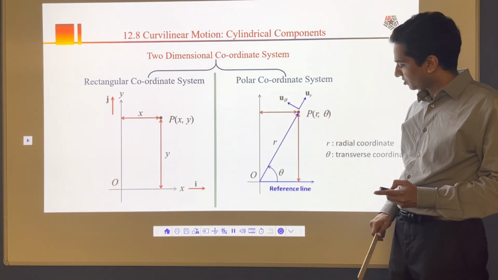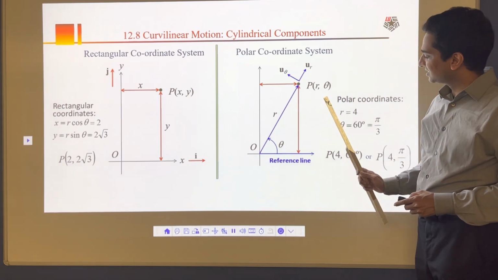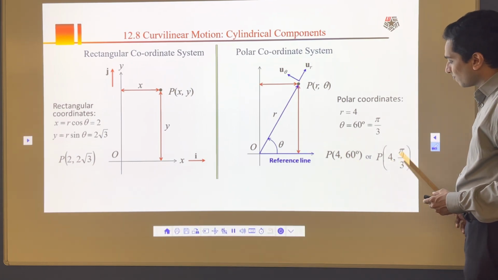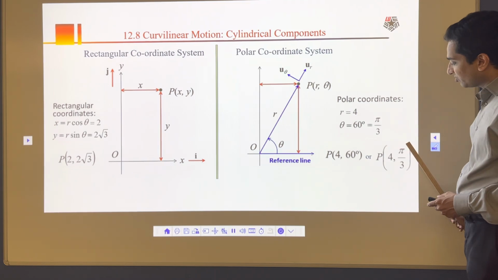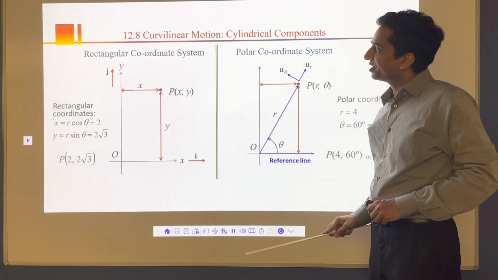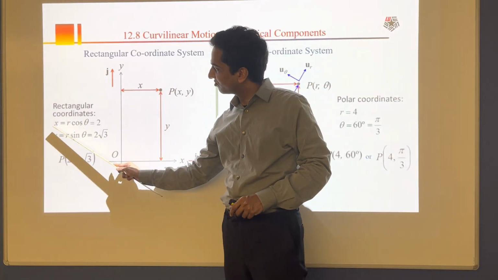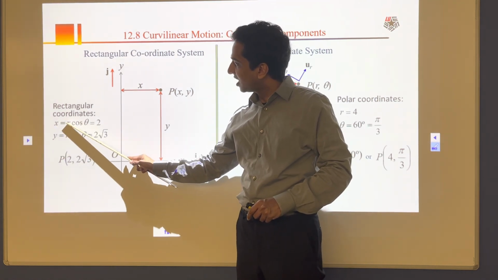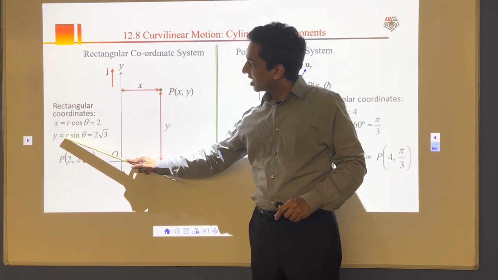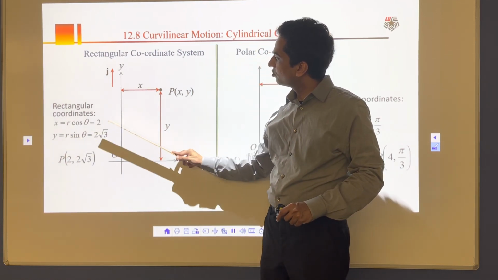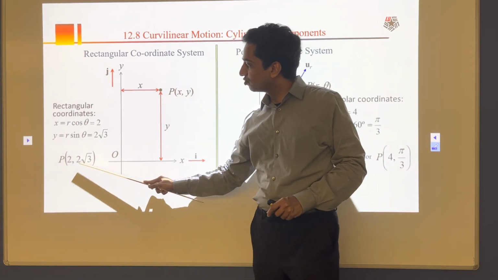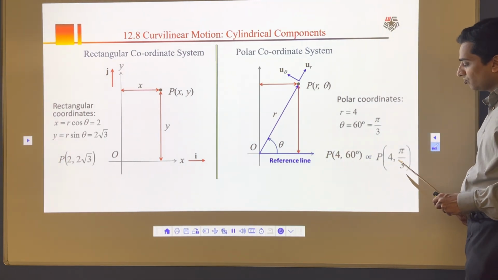For the cylindrical coordinate system, we use r and theta. Let's say there is a point P(r, theta) that is 4 and 60 degrees, or 4 and pi by 3 in radians. That's the point you plot here. What is the respective point in the rectangular system? To calculate that, x is equal to r cos theta, where r is 4 and theta is 60 degrees, so x is 4 cos 60, which is 2. And y is equal to r sin 60, that's 4 sin 60, which is 2 root 3. So you plot x equal to 2, y equal to 2 root 3, and you can plot that point here. It becomes P(2, 2 root 3), equivalent to P(4, 60 degrees) or P(4, pi by 3).